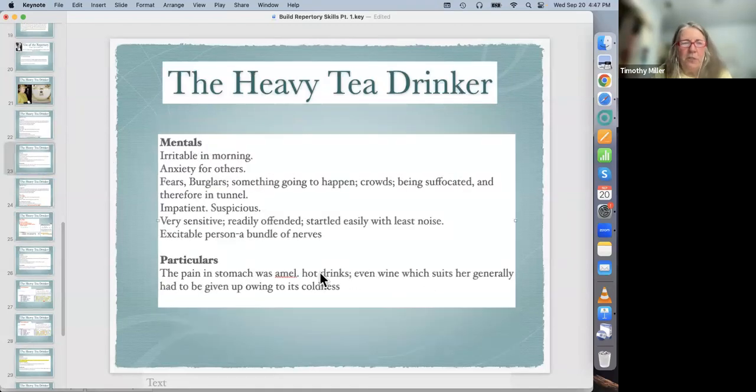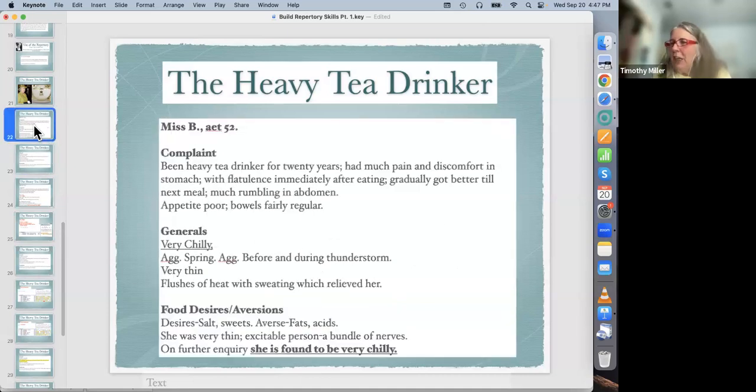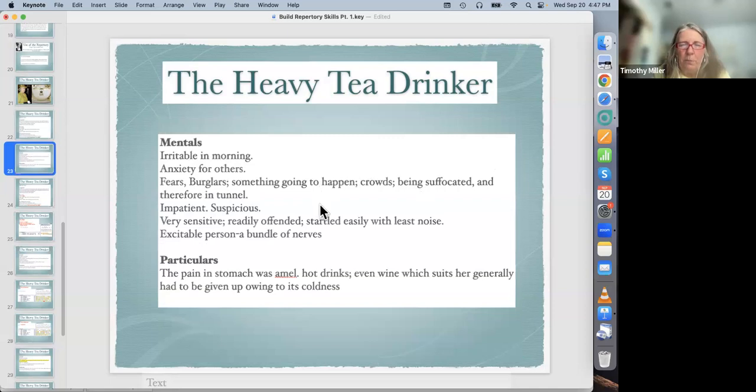She gives us some mentals. It's interesting that she's not following the order that she recommended. Remember, she said that mentals would be the first thing, and then the next set of generals would be the climatic. Well, she's given us the climatic stuff first. She's given us next the food desires. Finally, she comes up with the mentals.